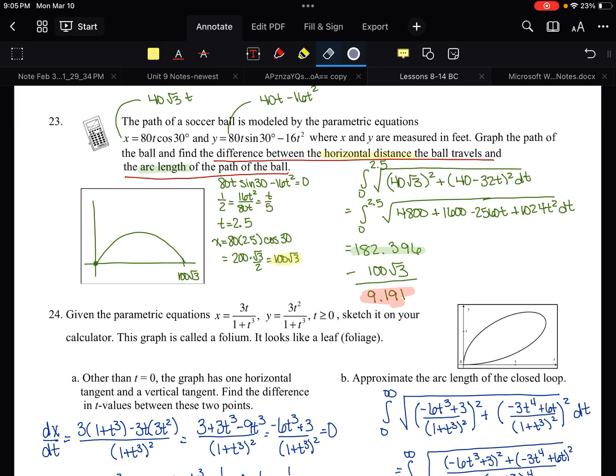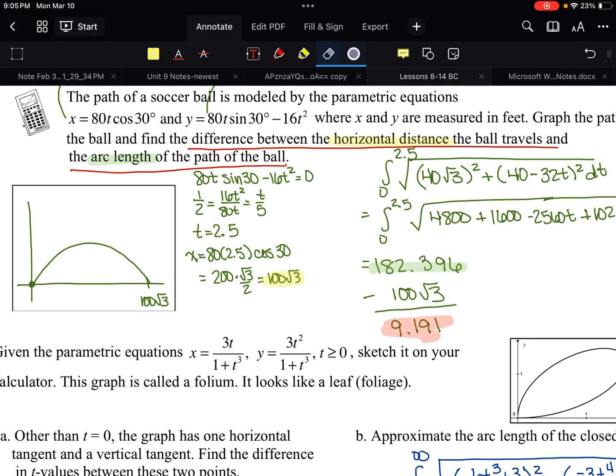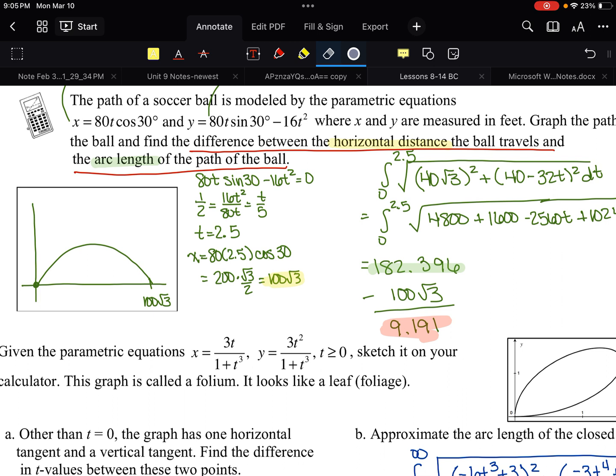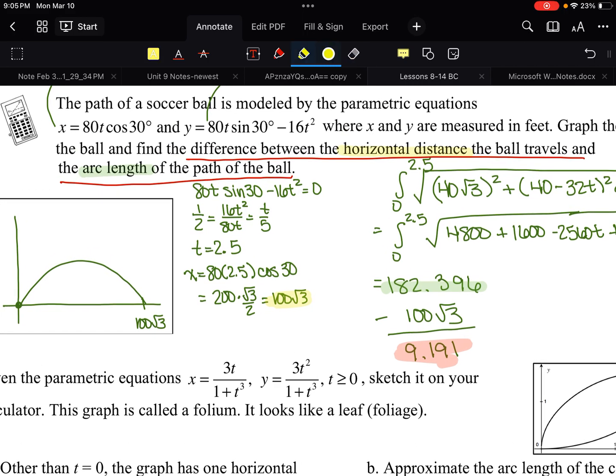Find the length that the ball traveled. So it actually said find the difference between. So when did the ball hit the ground? Well, it hit the ground when its y-coordinate was 0. So when is the y-coordinate equal to 0? If you set the y equation equal to 0 and then solve it. So sine of 30 is 1/2. And so that's where the 1/2 came from.